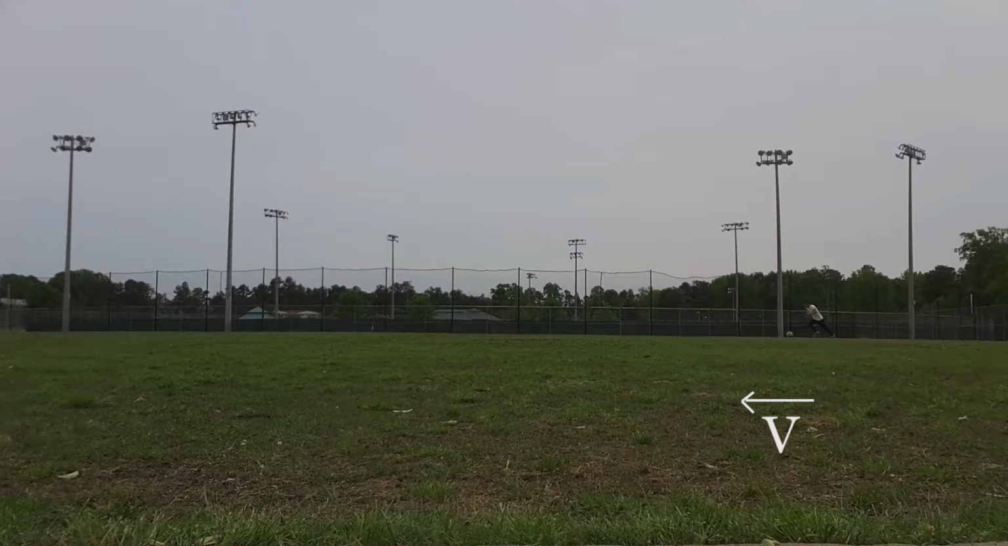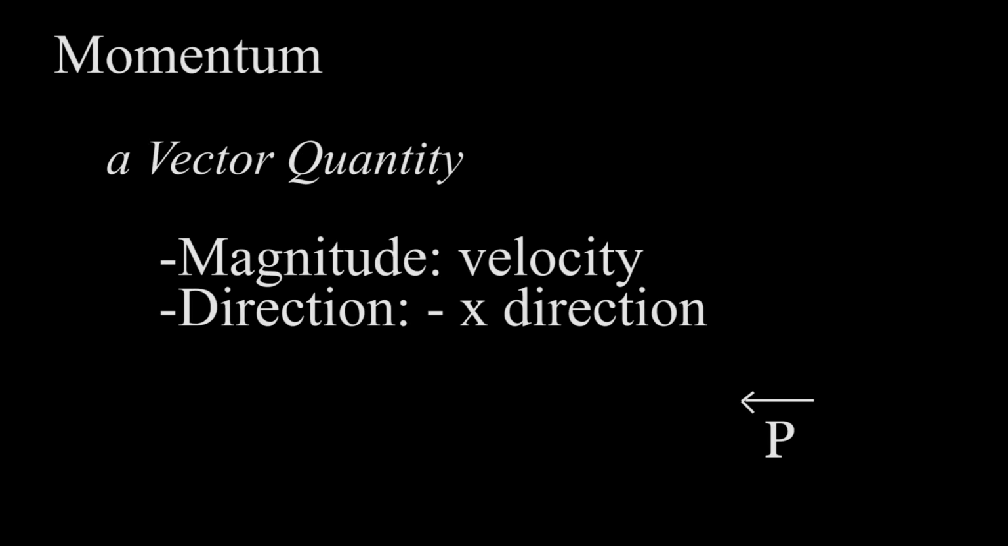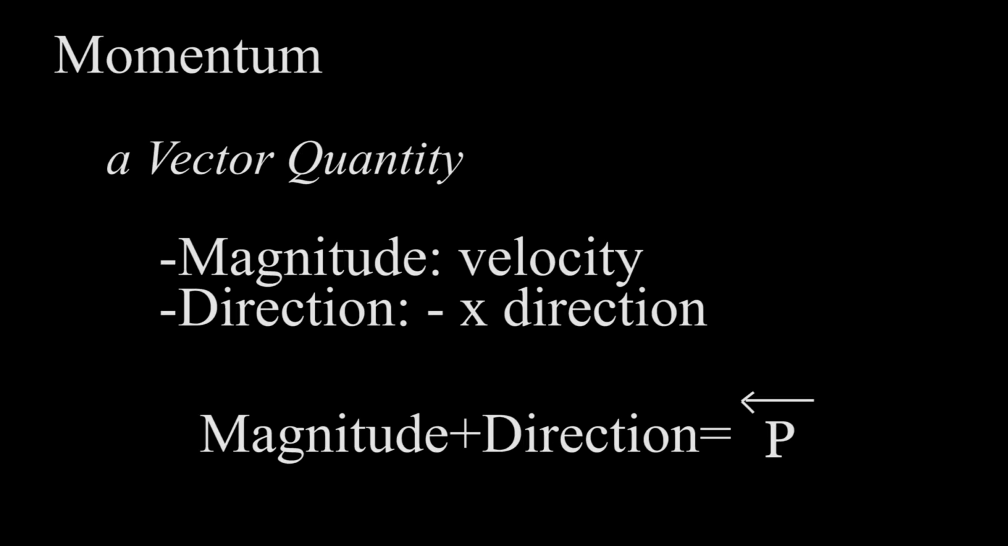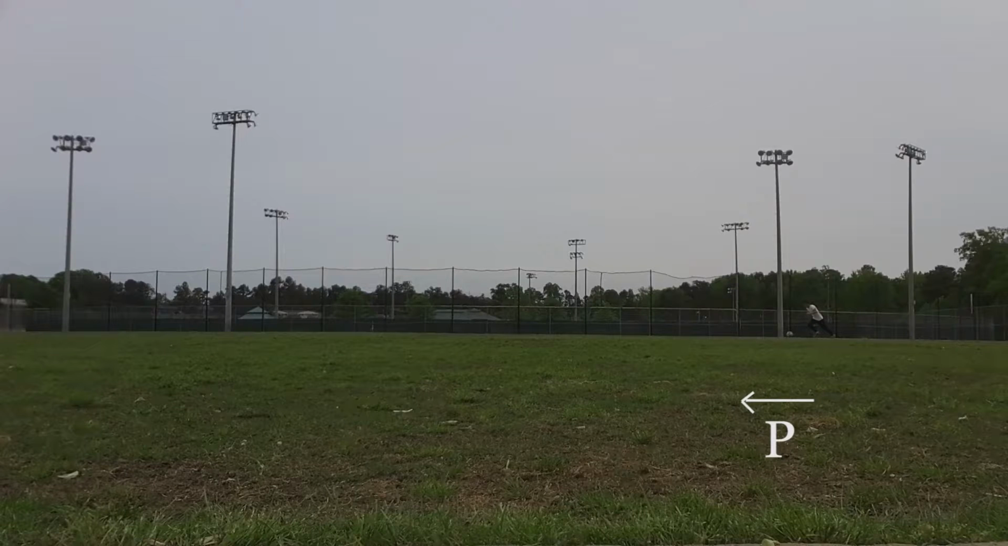We can think of it as a vector because it has direction and magnitude, just as well as momentum. Now, momentum is a vector because it has velocity and it's going in the negative x direction. So therefore we can have a momentum vector. Notice when my velocity increased, so does my momentum.